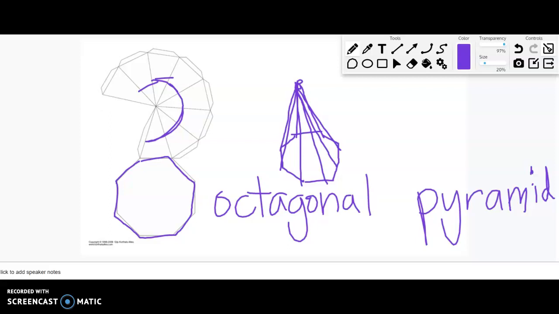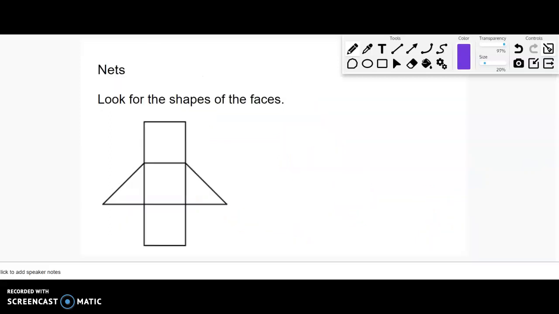Lots of triangles, pyramid; lots of rectangles, prism; and then look for the other 1 or 2 shapes. Notice in pyramids we have 1 other shape. In a prism, we'll have 2 other shapes that will be the shapes of the bases, so it'll tell us how to name it. Any questions?